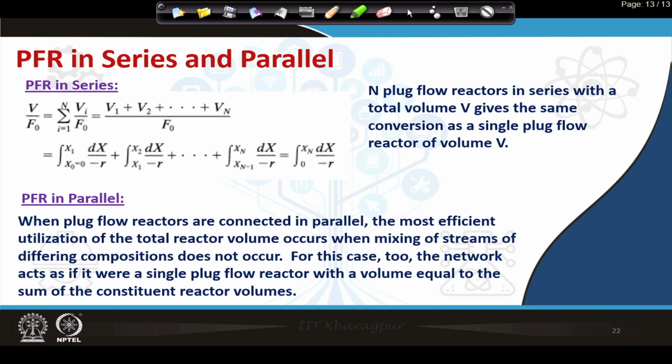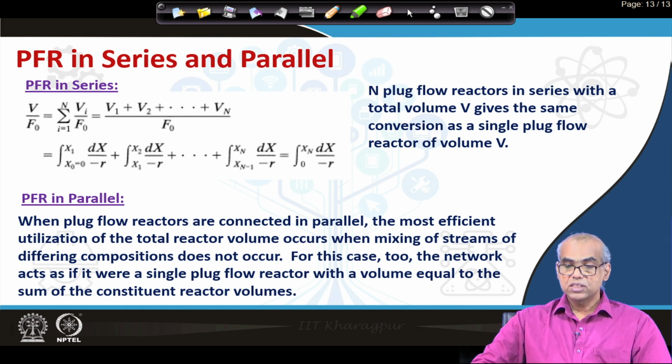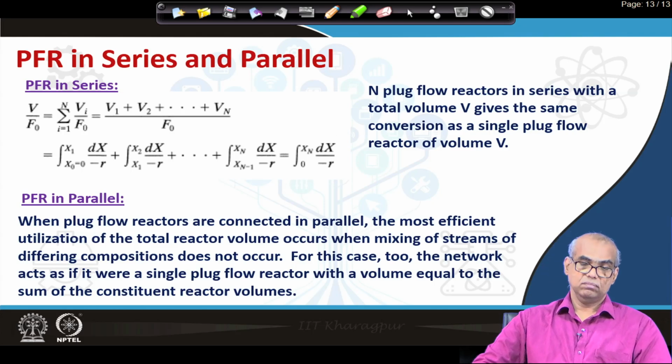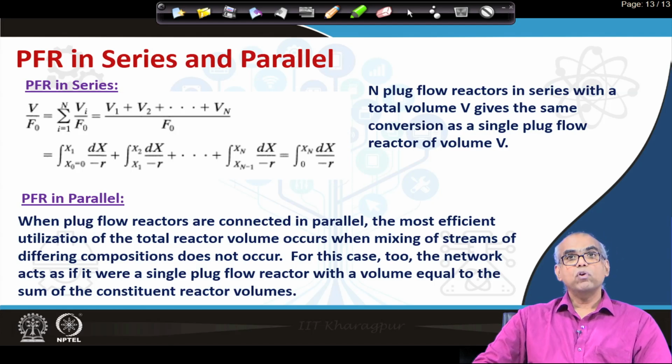When n PFRs are connected in series with a total volume V, that will give the same conversion as a single plug flow reactor of the same volume V. When plug flow reactors are connected in parallel, in this case also the network acts as if it were a single plug flow reactor with a volume equal to the sum of the constituent reactor volumes.